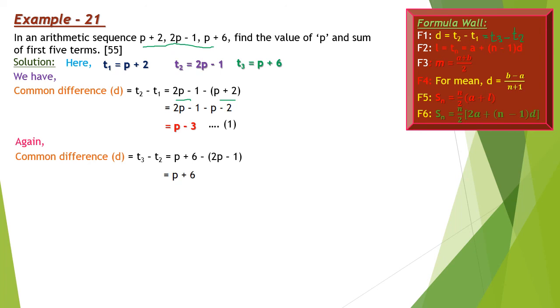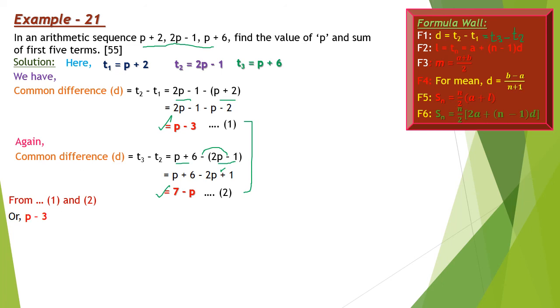So this is the value of t3 and this is the value of t2. Now let's open the bracket. The sign is changed. Here you can see plus. Now 7 minus p. Both equation 1 and 2 refer to the same common difference, so they will be equal. This value and this value will be equal from 1 and 2.